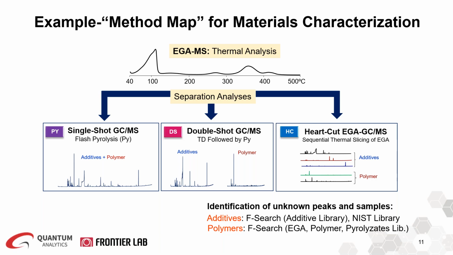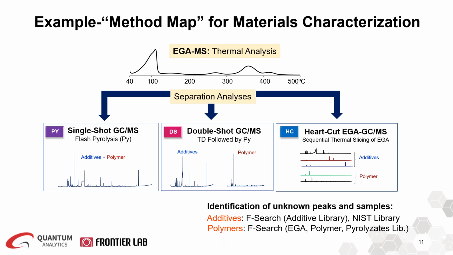So here is a summary of the analytical flow diagram for material characterization of unknown samples, by showing an example. As you can see on the top, I'm showing an EGA thermogram of a cosmetic eyeliner that we programmed the furnace from 40 to 500 C, and you see about 5 peaks or zones from your EGA thermogram. So again, EGA is the first step, and that provides us with the thermal profile and complexity of our sample.